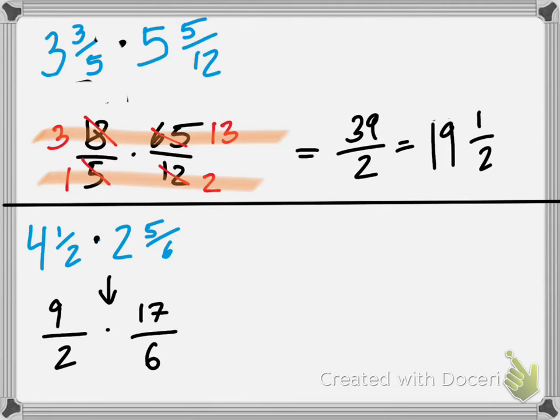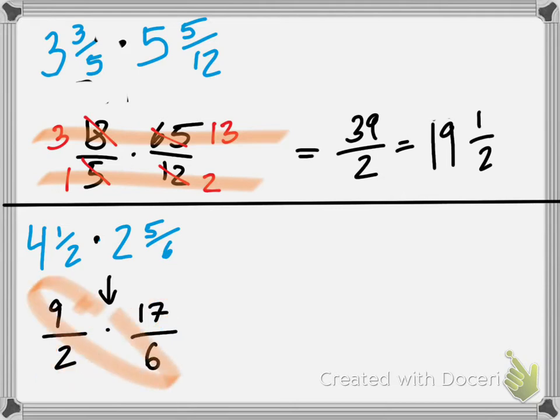Let's see. Lila, is there anything I can cross cancel? Can I cross cancel 2 and 17? Are they divisible by the same thing? Can I do 2 and 17? Are those divisible by the same number? Yeah, we can't do that one.